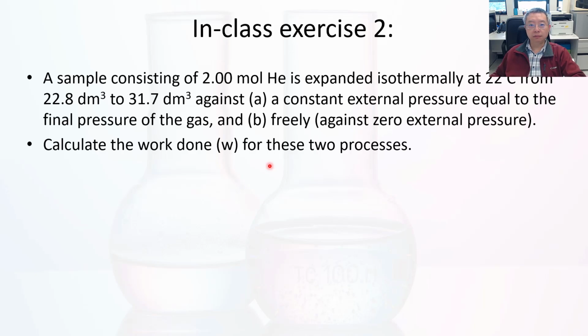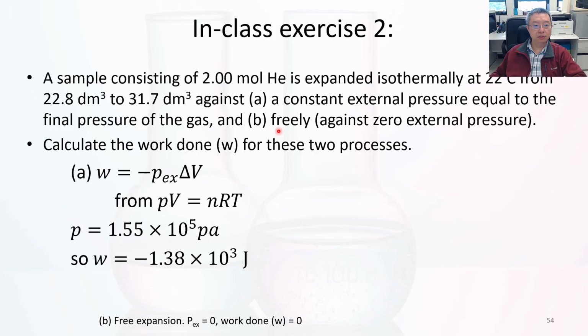All right, so again, this is extremely simple. The work in this case, the sample in the vessel actually expands a bit, right? It expands against a constant external pressure equal to the final pressure. We know the external pressure is whatever this number is, and the delta V, right? So the final pressure, we need to calculate what it is.